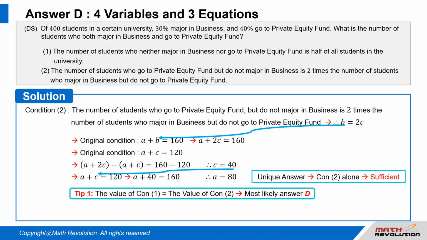Wow, this is a great solution. In the actual exam, just choose D as the answer. When we look at the two conditions, we see that the result of condition 1 is equal to the result of condition 2. And tip 1 then tells us that the most likely answer would be D. Each condition alone is sufficient. So, D is the correct answer. Answer: D.